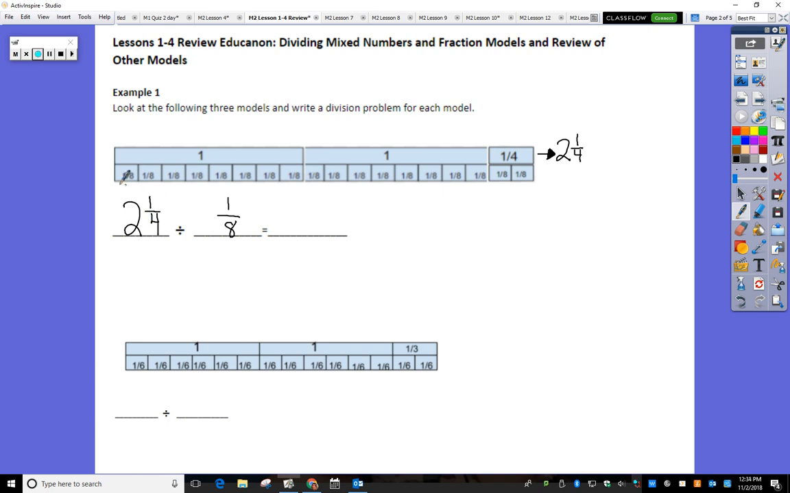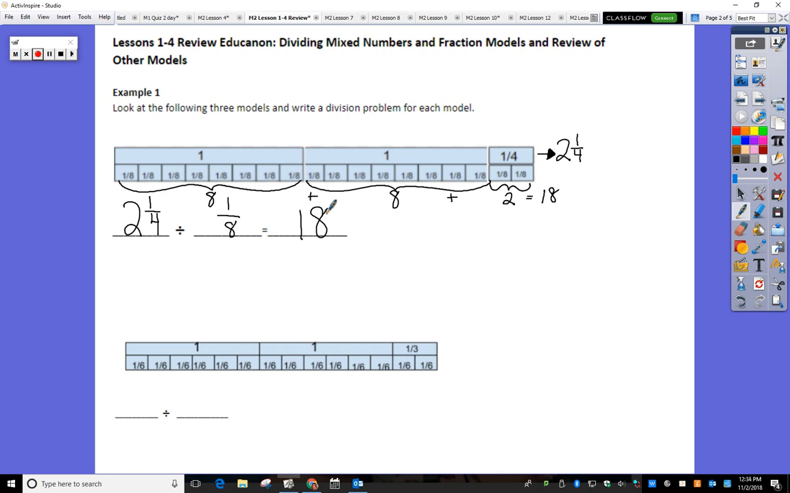So here I have 1, 2, 3, 4, 5, 6, 7, 8, or 8/8 makes 1 whole. So 8 there. In this whole then I should also have 8, and here I only have 2. So all together, I have 8 plus 8 plus 2, which gives me 18. So there are 18 1/8 in 2 and 1/4, and that's what the model would look like.